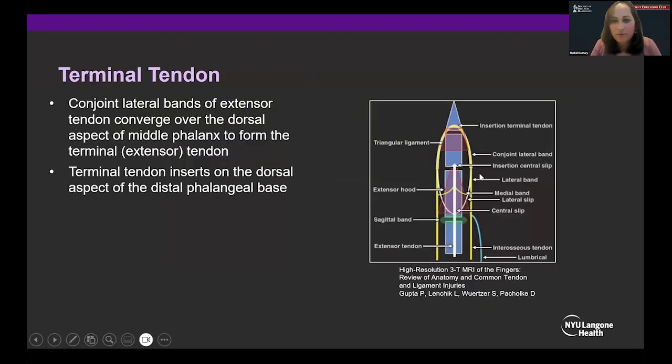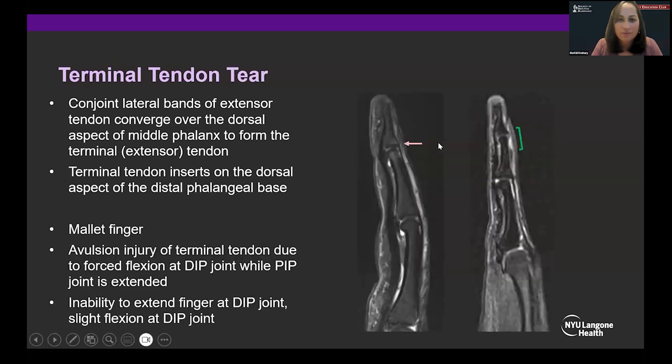So now back to our diagram. The conjoint lateral bands of the extensor tendon then converge over the dorsal aspect of the middle phalanx to form the terminal tendon or terminal extensor tendon, which inserts on the dorsal aspect of the distal phalangeal base. So now looking at our same normal anatomy image, we can see here the terminal tendon inserting on the dorsal aspect of the base of the distal phalanx.